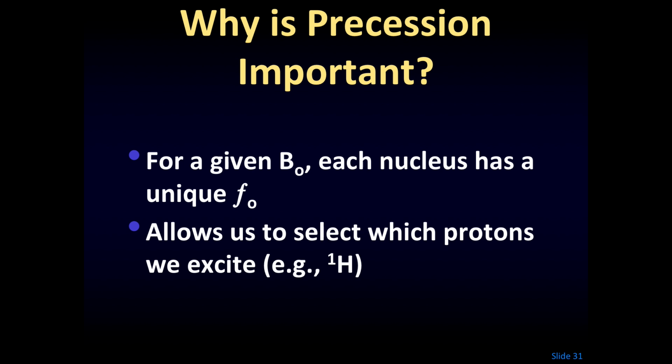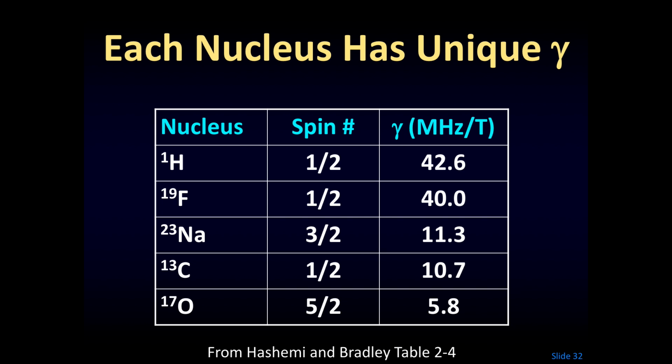So why is this precessional frequency important? Because each nucleus has a unique gyromagnetic ratio, which means that for any given magnetic field strength, each nucleus has a unique resonance frequency. And that allows us to select what protons we want to excite. So I mentioned earlier that conceivably we could be doing MRI of hydrogen, or MRI of fluorine, or MRI of sodium, etc. But we want to do MRI of hydrogen.